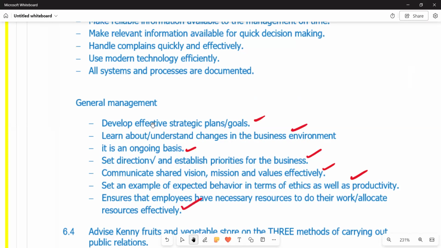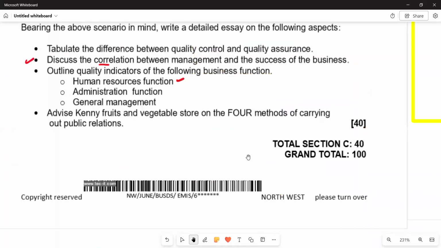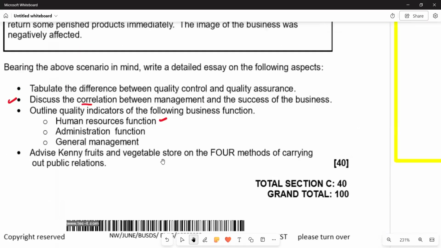So we go to the last part of the question, that is our 6.4, and see what we have. On the last part there, it reads: advise Canning Fruits and Vegetables Store on all four methods of carrying out public relations. Public relations, we know, is the strategic communication of an organization to the public to maintain public image. So whatever engagement we do with the external environment or the public, how we communicate with them is going to shape our public image. Obviously, as a business, we want a good public image. That is the position of public relations that we are talking about.